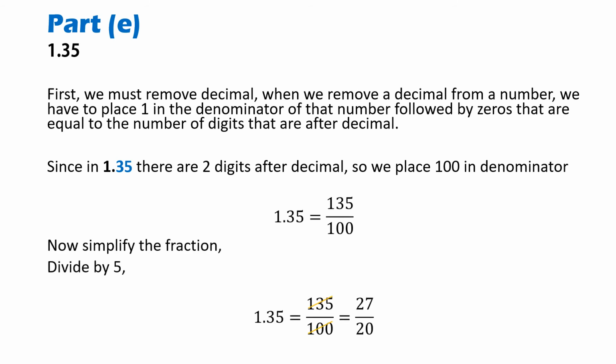Part E. First, we must remove decimal. When we remove a decimal from a number, we have to place 1 in the denominator of that number followed by zeros that are equal to the number of digits that are after decimal. Since in 1.35 there are 2 digits after decimal, so we place 100 in denominator, then simplify the fraction, so here we have 27 upon 20 as a simplified fraction.